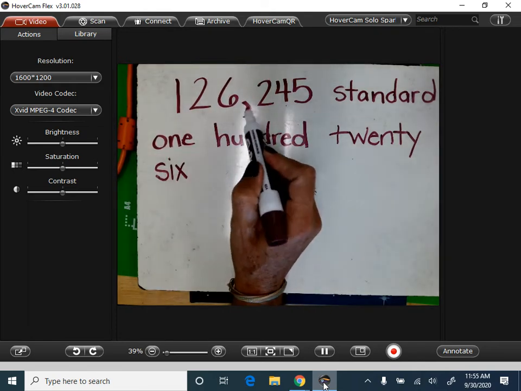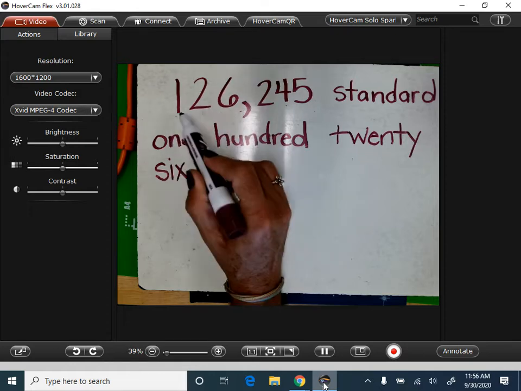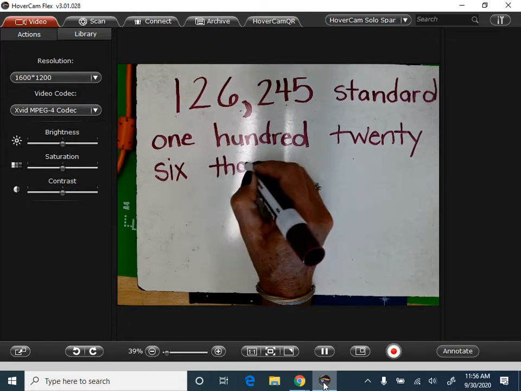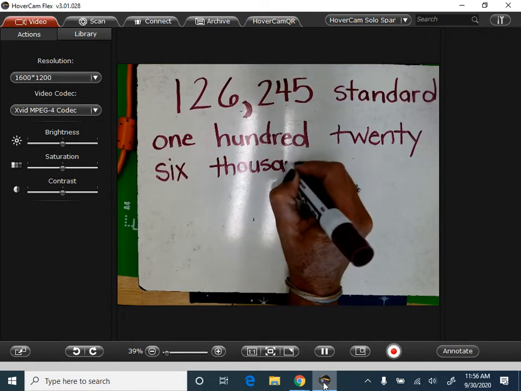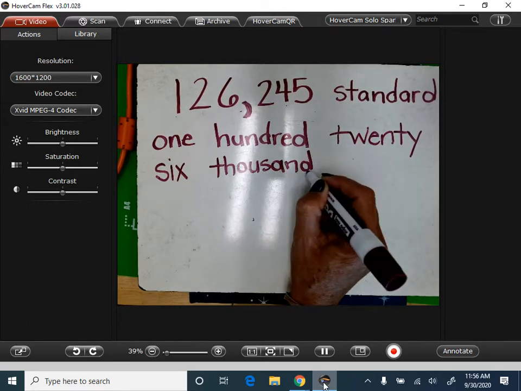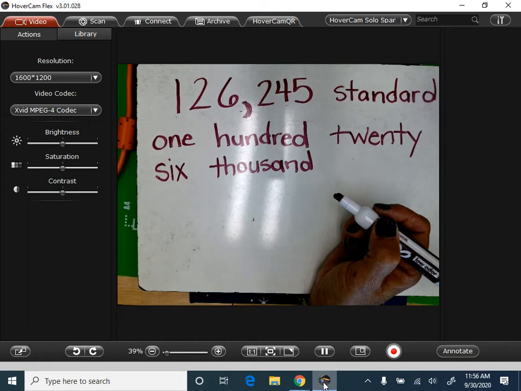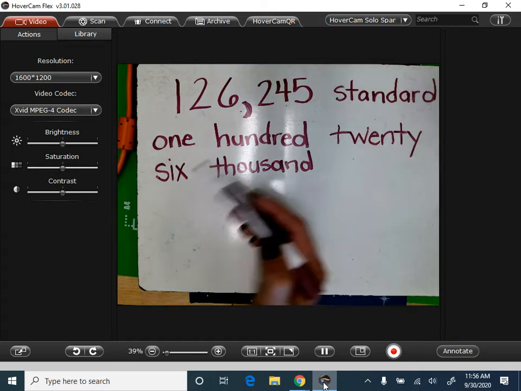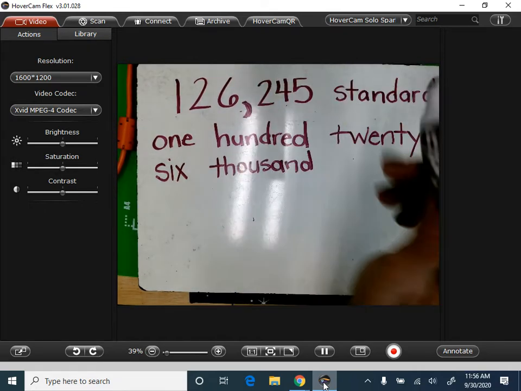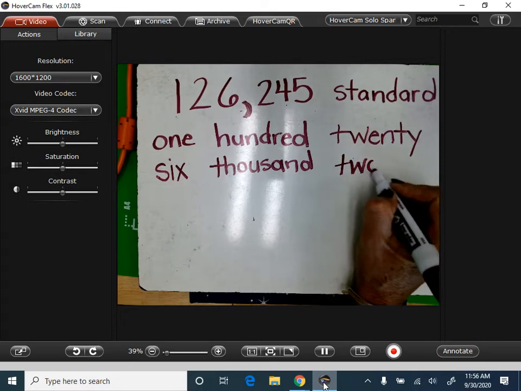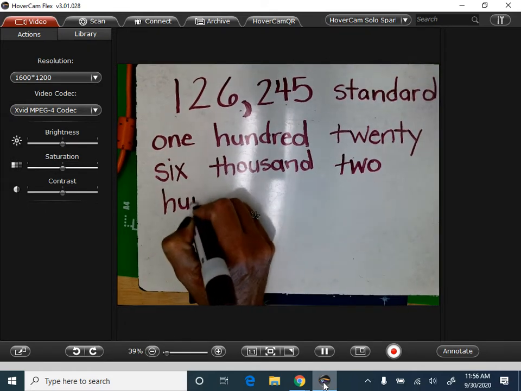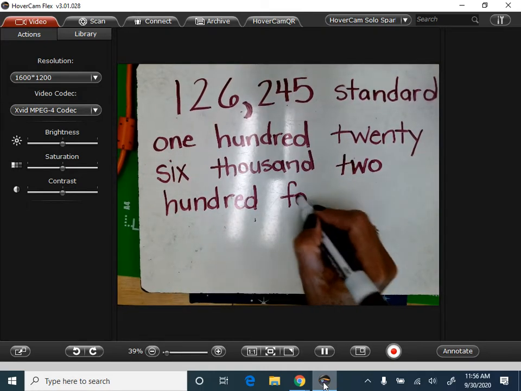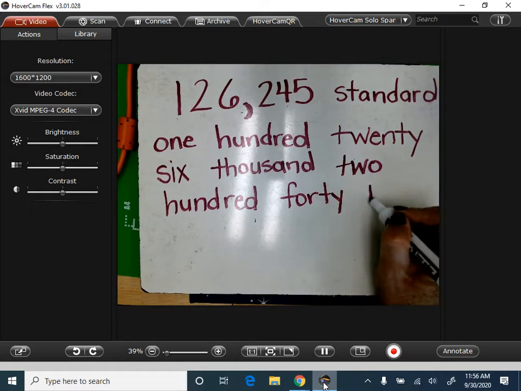The comma says stop. Say the name of the house or family, thousand. A lot of my friends this week noticed that the word thousand has the word and at the end, or even sand. So it's kind of helping them figure out how to spell this word. They're going to have to spell a lot. One hundred twenty-six thousand. And then I go into the next family. Two hundred forty-five.